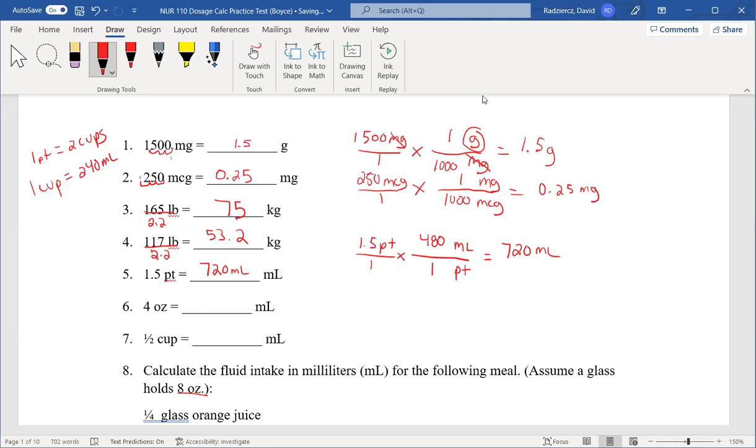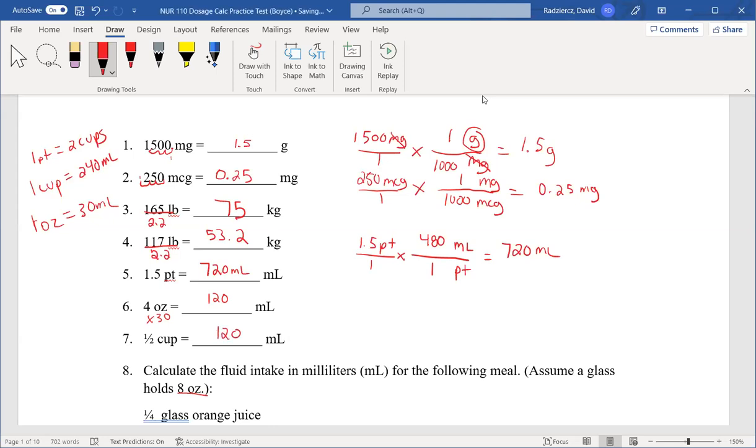Ounces to milliliters. 1 ounce is equal to 30 milliliters. So I'm just going to multiply this number by 30. I don't really need to show anything. And then my answer for that is 120 milliliters. I'm sorry, I wrote this here, but it was already written. It's okay. Half a cup, where he talked about a cup, 1 cup is 240 milliliters. So 240 divided by 2 will give you the same answer, 120 milliliters.